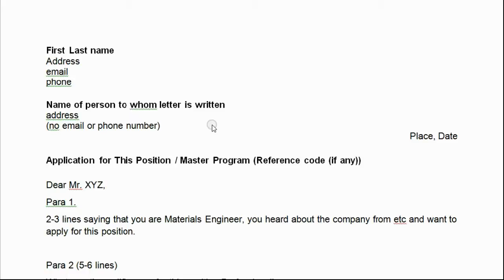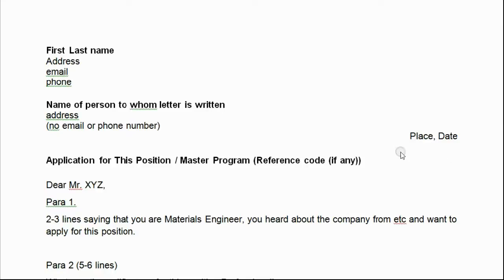But a journal letter in Germany looks like this that you see on your screen, and it's also called in German Anschreiben. It starts with your first and last name, your address, email and phone number. Below this you put the name of the person to whom you are writing the letter. If you don't know the name, you can put the name of the company or the institute, and then a complete address. But don't enter the name, the email address or the phone number of the person to whom you are writing.